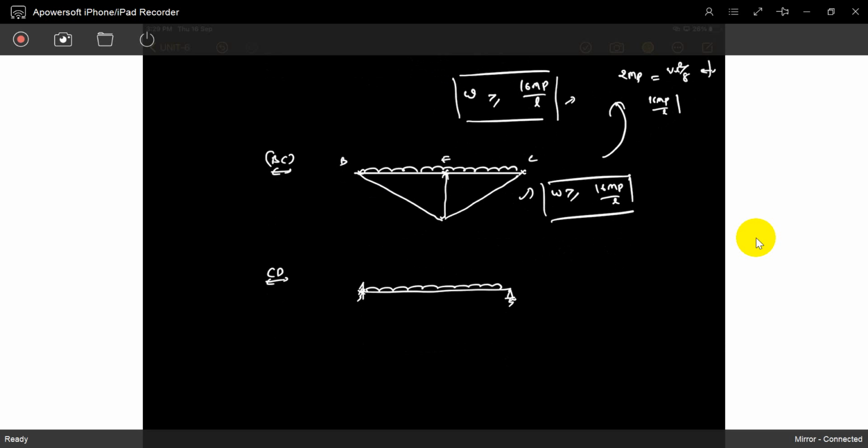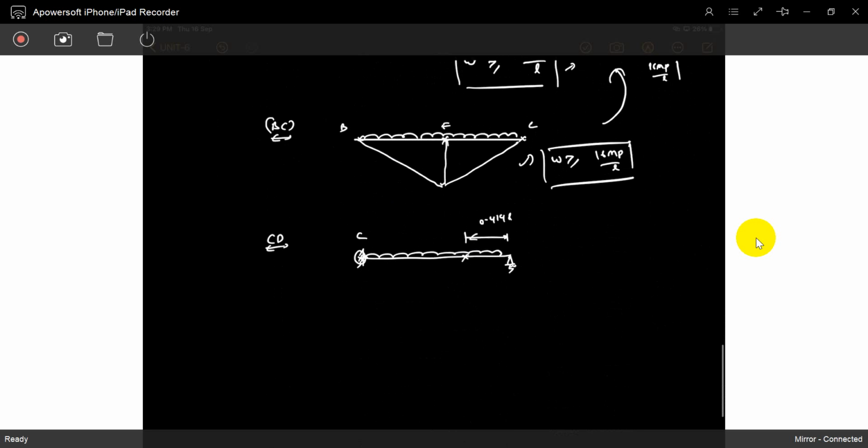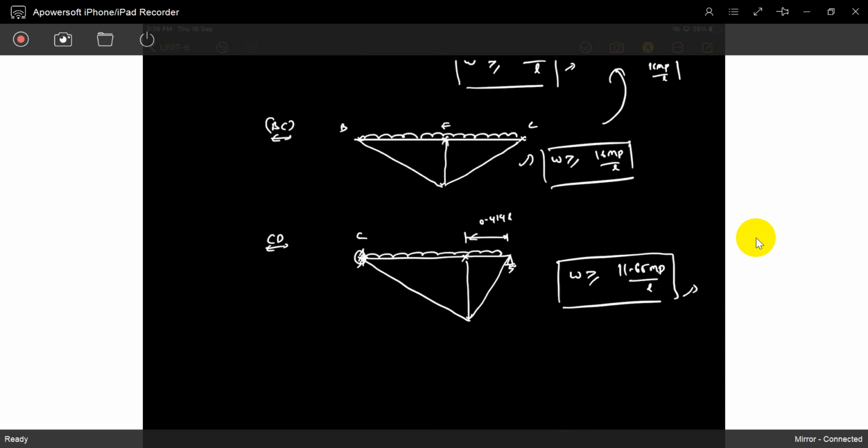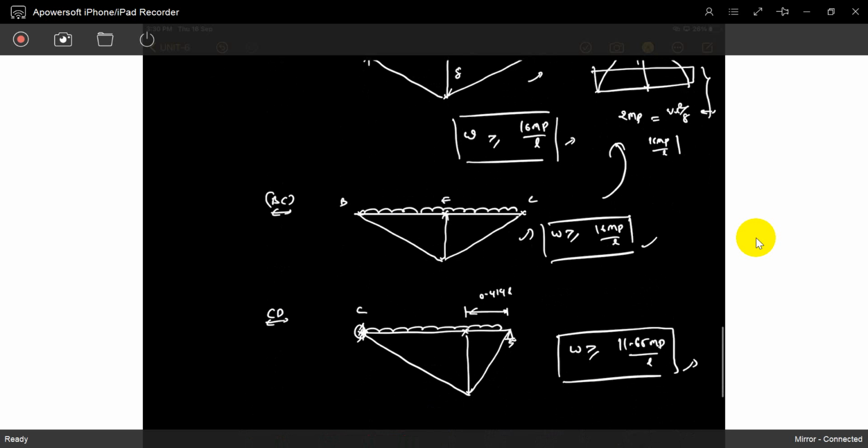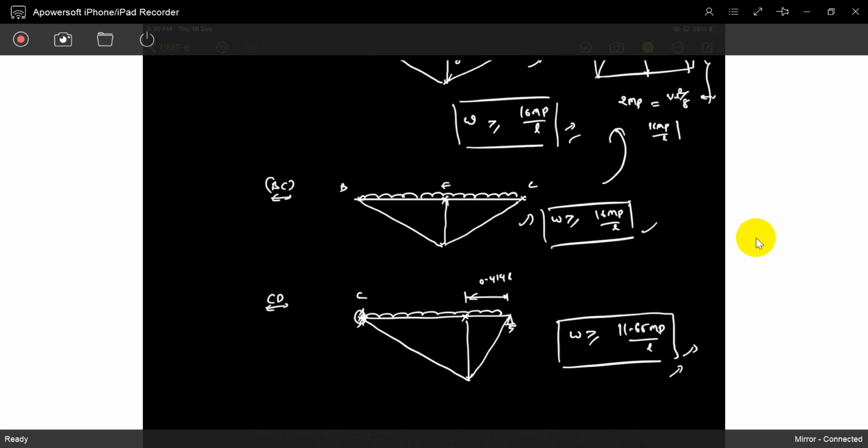One hinge is formed at C, and one hinge is formed somewhere, which yesterday we calculated, 0.414 L. Understood? That's it, it's a failure like this. What is MP? What is W? W we calculated as 16 MP by L. So now how much load can you allow? 16 MP by L or 11.65 MP by L? We can allow up to 11.65 MP by L only.